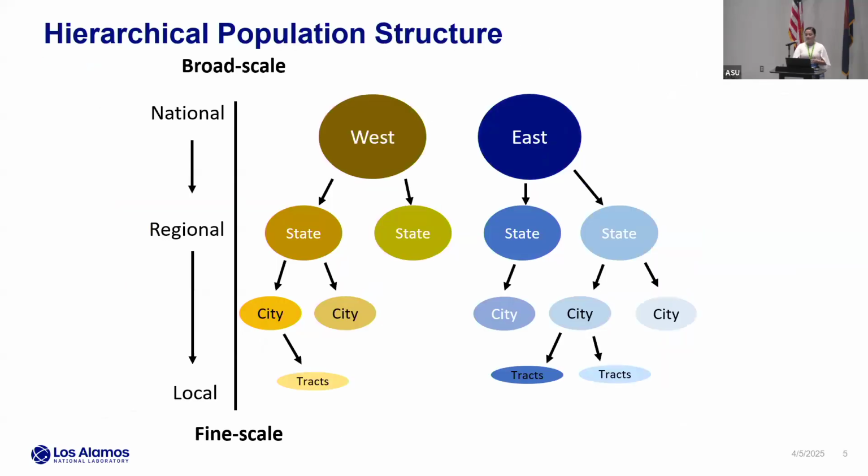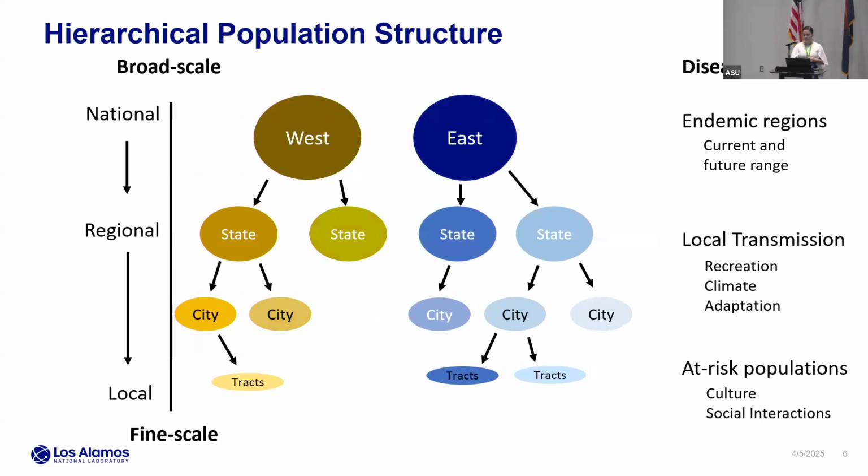Another way we can think about this is from a hierarchical perspective. At a broad scale, we have those broad geographic regions, and then as we move down to local areas, sometimes we see specific subpopulations associated with different geographic regions at a finer scale. And the reason this is very helpful from a disease ecology perspective is it can tell us quite a bit about what's going on in a species and in a pathogen in that host-pathogen relationship.